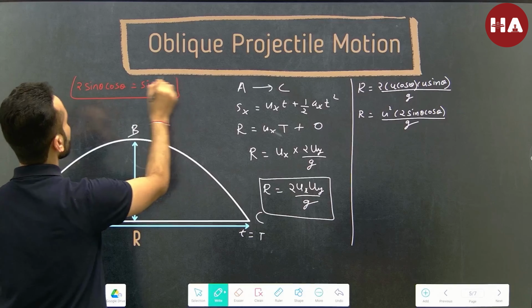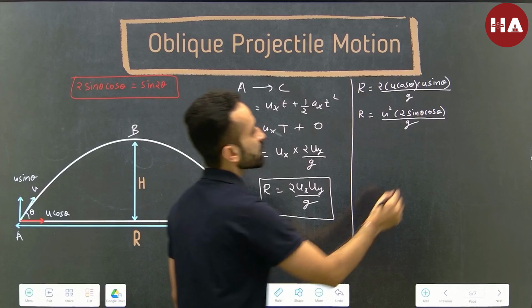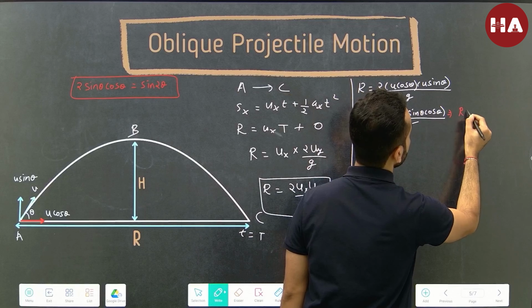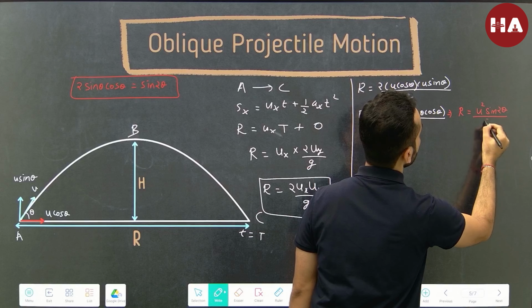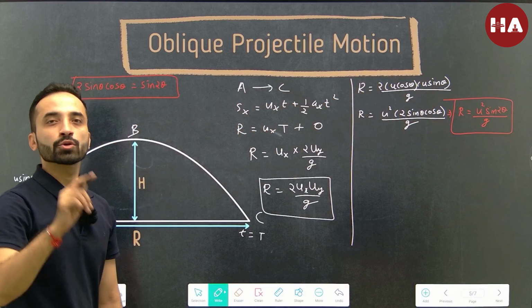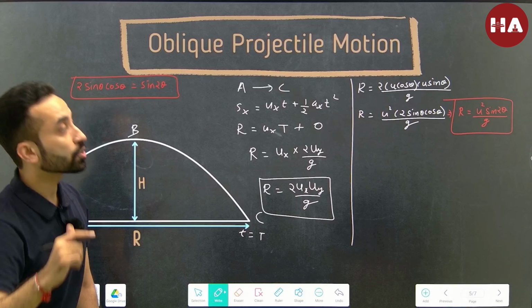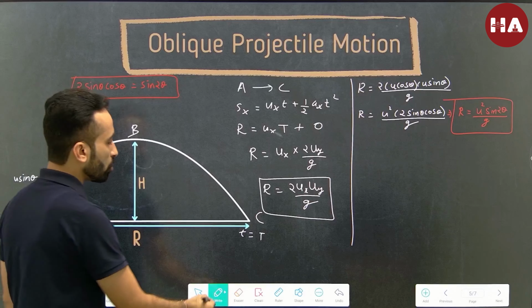So this is a double angle property, that 2 sine theta cos theta is equal to sine 2 theta. So I can write the range as u square sine 2 theta over g. Range I can write as u square sine 2 theta, not sine square theta, sine 2 theta over g. That explains one more thing.